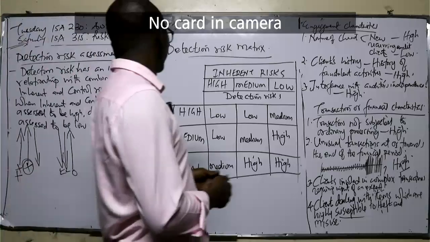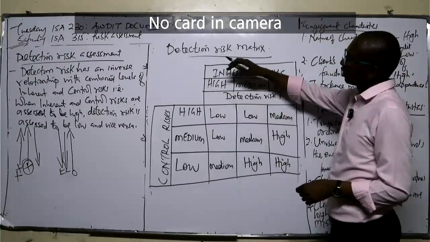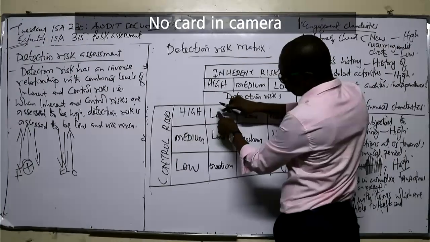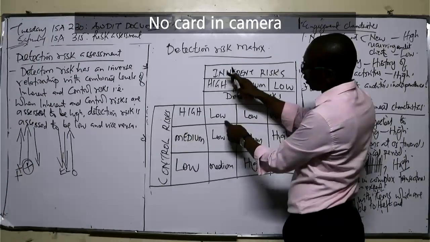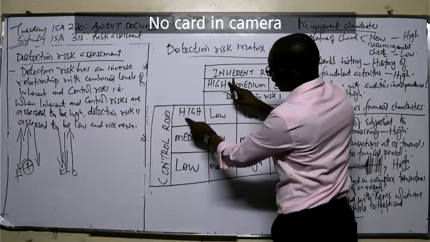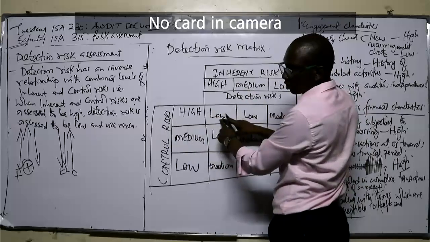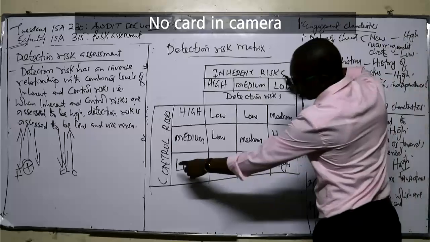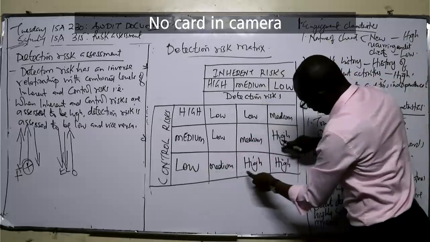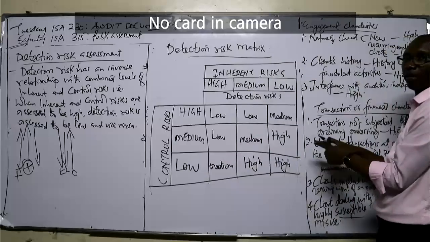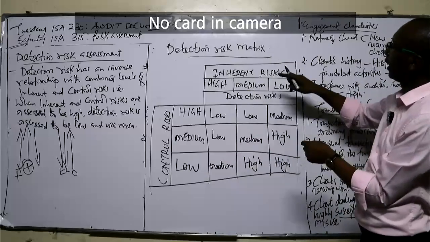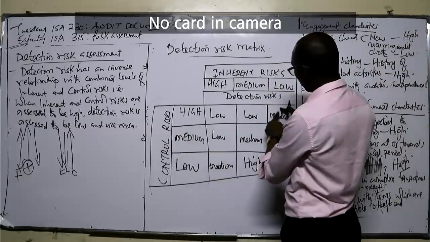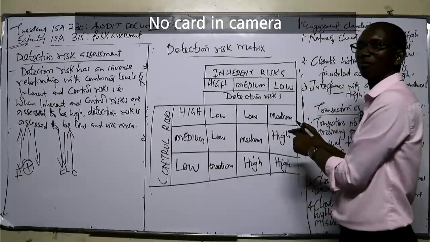So this means that, check this, when inherent risk is high and control risk is high, their meeting point represents detection risk. So inherent risk is high, control risk is high, detection risk is low. That's one extreme. The other extreme is when inherent risk is low and control risk is low, they meet here and detection risk is high. When inherent risk is low and control risk is high, detection risk will be assessed to be medium. That's what it means.